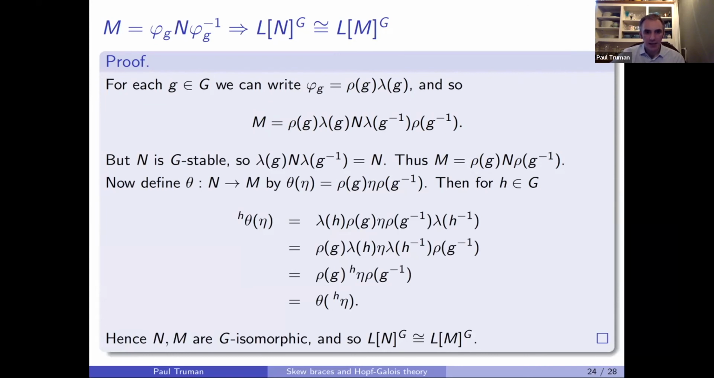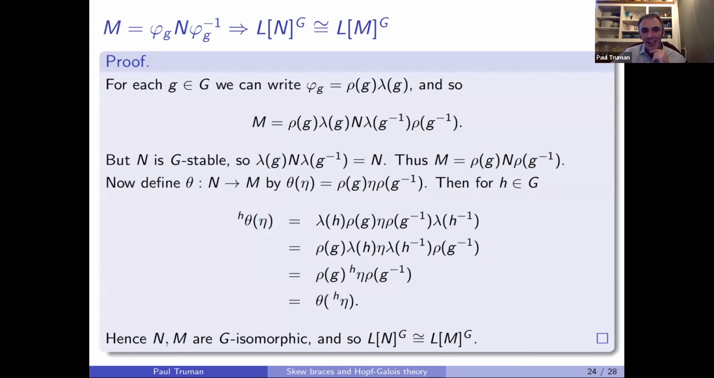I just send an element eta to rho G, eta rho G inverse. And then if I examine what happens with the action, if I act on theta of eta by some element H in G, yet again, using the fact that elements of rho of G and elements of lambda of G commute with each other to get from that first line of the equation array to the second line of the equation array.